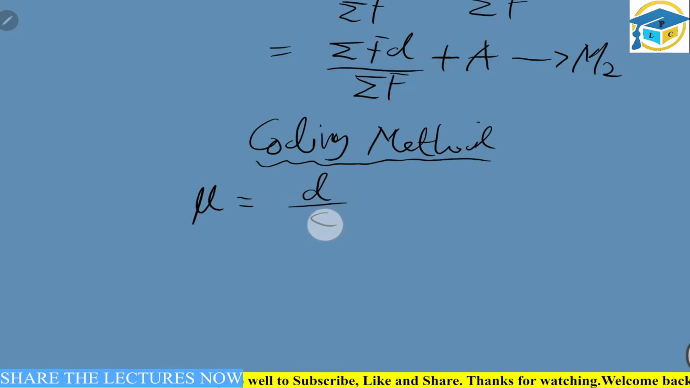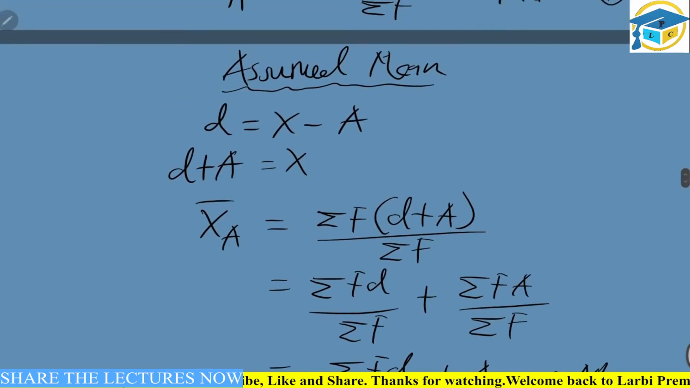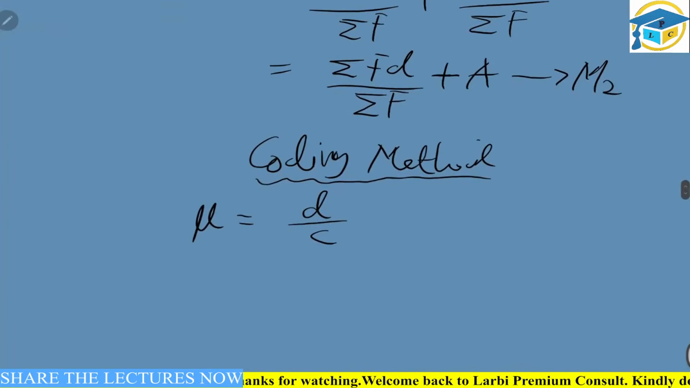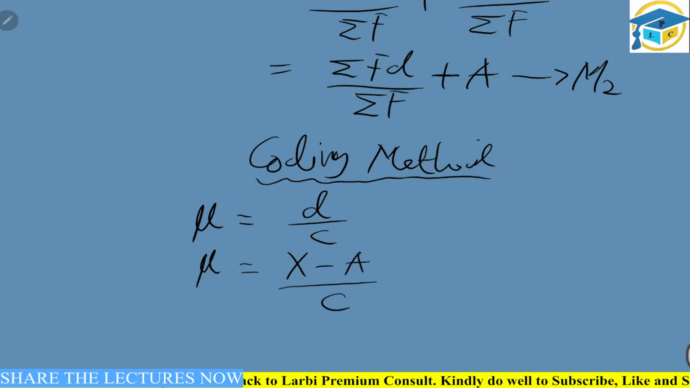But from the onset of our calculation, we said that deviation should always be equal to X minus A. I hope you remember that. So we will say that our mu should be the deviation, which is X minus A, over C, which we know to be the class size or the class width. Okay, so from there, we can also deduce some information from this word formula.